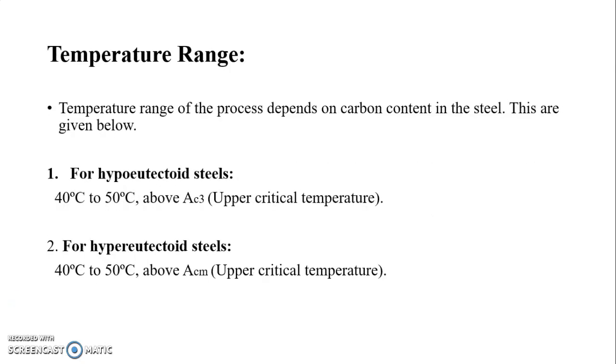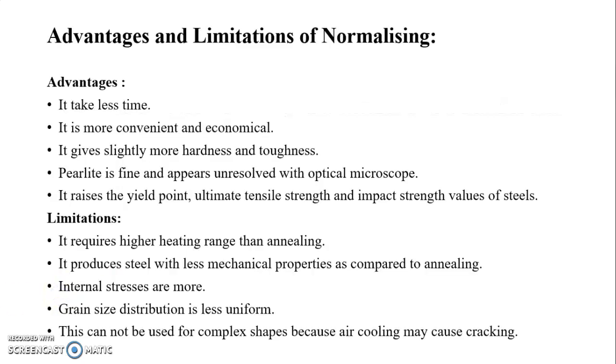The temperature range of the process depends on the carbon content in the steel, and these are given below. For hypoeutectoid steels, it is 40 to 50 degrees Celsius above A3, that is the upper critical temperature, and for hypereutectoid steel it may be 40 to 50 degrees Celsius above Acm, that is the upper critical temperature. Now we will see the advantages and limitations of normalizing.